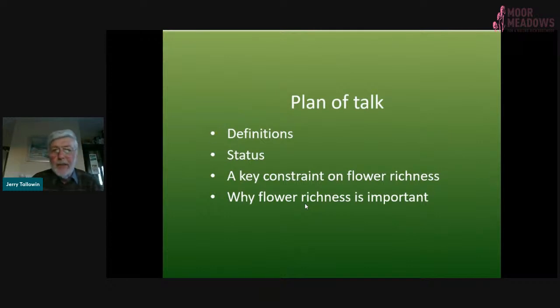what I'll do is give you some definitions of what a meadow is and other types of grasslands. I'm not going to go into the sort of detailed Nature Conservancy definitions, but more general ones. Then I will talk about the status of the grasslands and particularly the flower-rich meadows that you're interested in. I'll then go on to talk about key constraints on maintaining or creating flower richness in meadows. And at the end, what I'll do is talk about why flower richness in grasslands is so important.